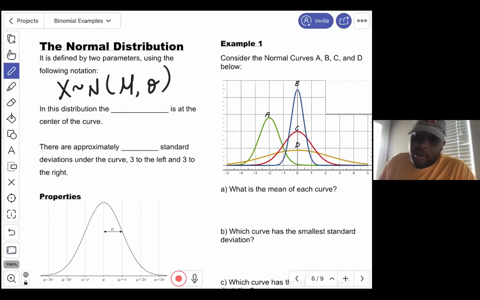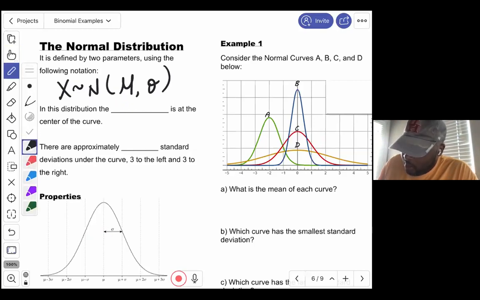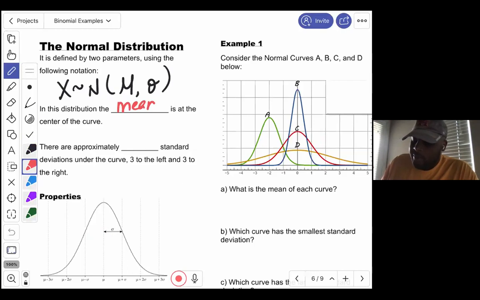And for the curve, we're going to draw a lot of normal curves. And these things right here are what we call normal curves. So these are all our different normal curves. We're going to draw a lot of them. And when we draw those normal curves, we're always going to put the mean, this mean value, at the center of the curve. So in this distribution, the mean is at the center of the curve.